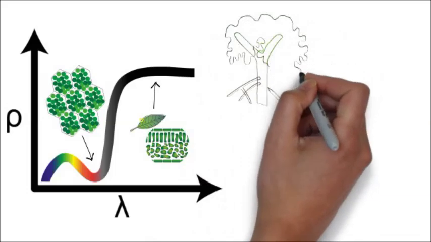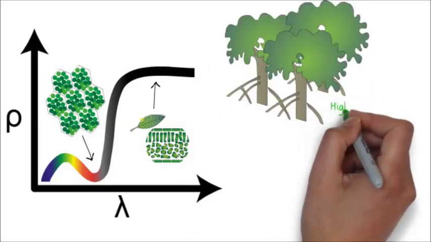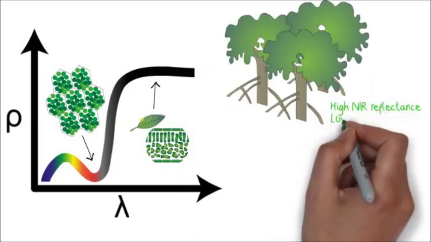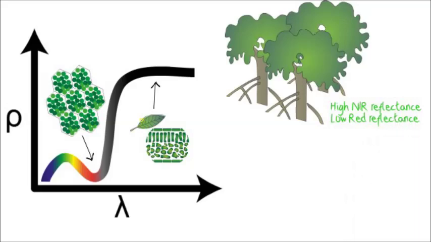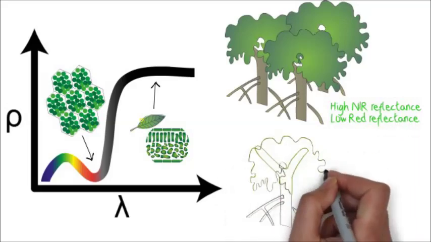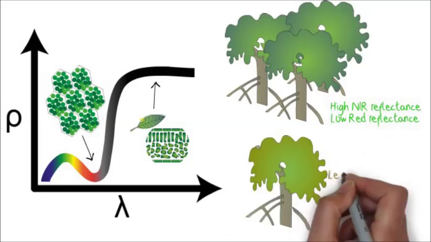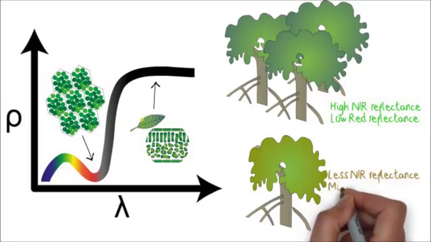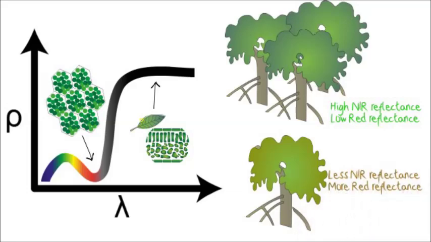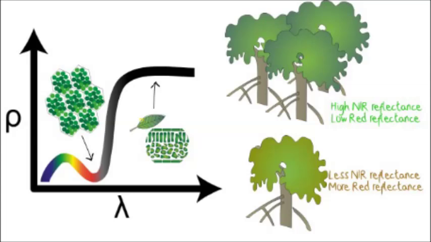In general, healthy and/or dense vegetation reflects a lot of near-infrared light, but very little red, as it is absorbed instead. Conversely, when vegetation is sparse or not so healthy, we see a decrease in the near-infrared reflectance, but an increase in the red reflectance, as there is less chlorophyll to absorb the red light.